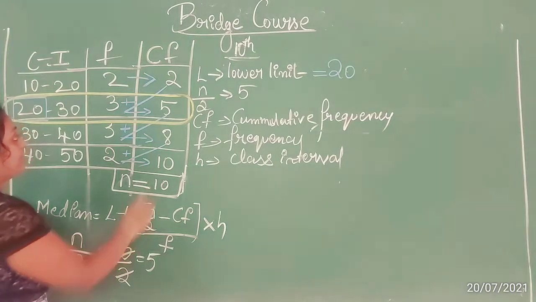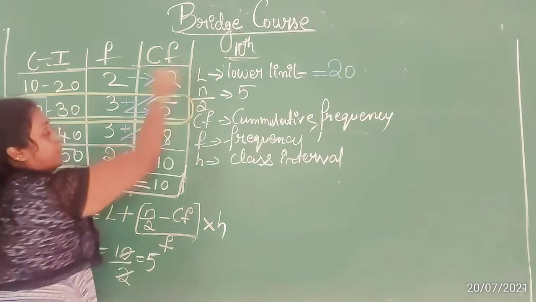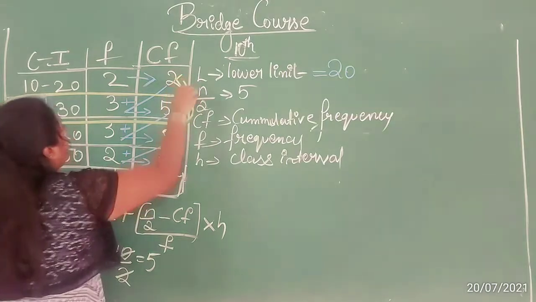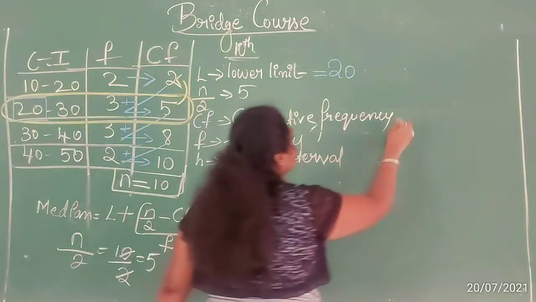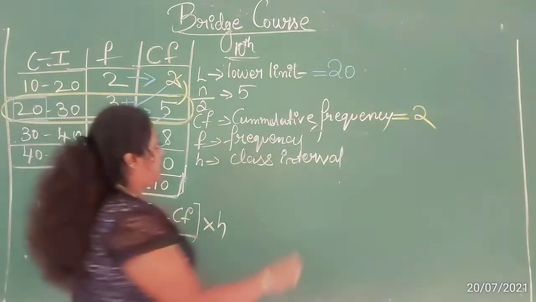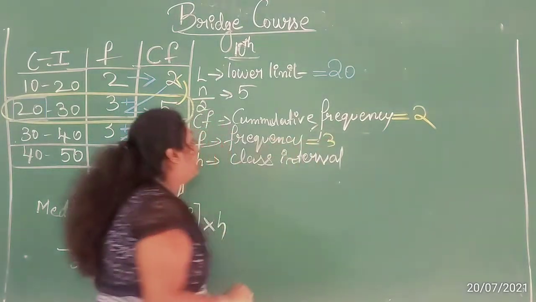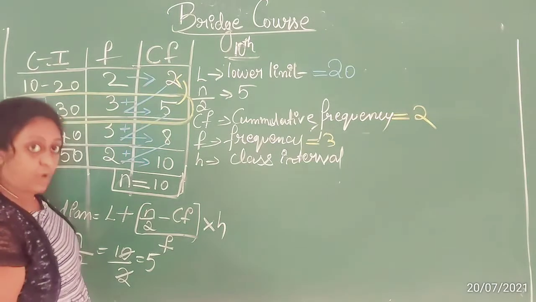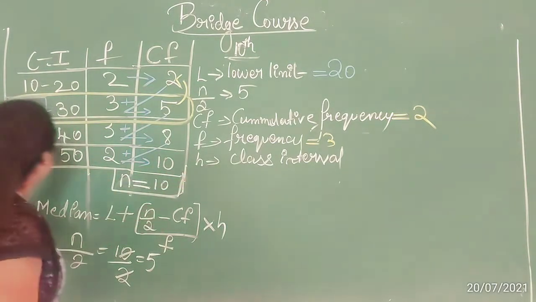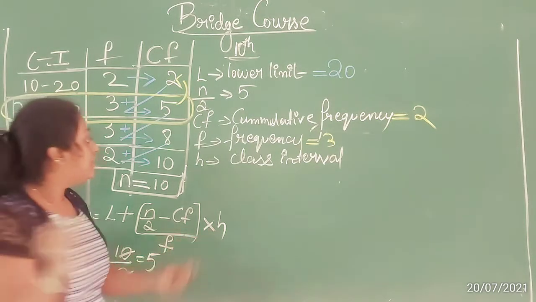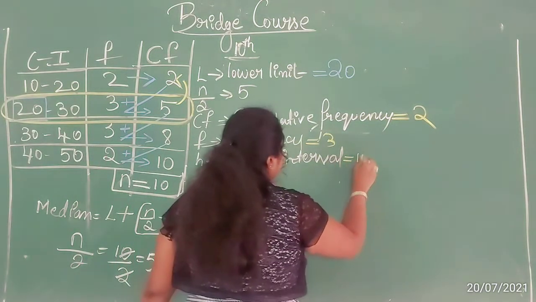Next, cumulative frequency means the value above this line. Now what is the above value? Your above value is 2. So cumulative frequency is 2. Then frequency here is 3. Frequency means in the F column. CF means the previous value to your interval. H means the difference between your class interval: 10 to 20, 20 to 30, 30 to 40, 40 to 50. 10. So that is your class interval.